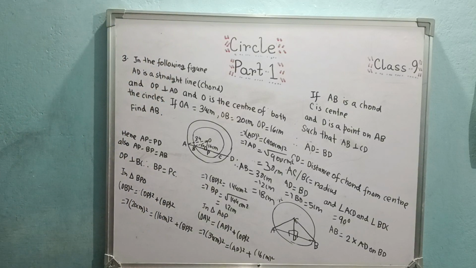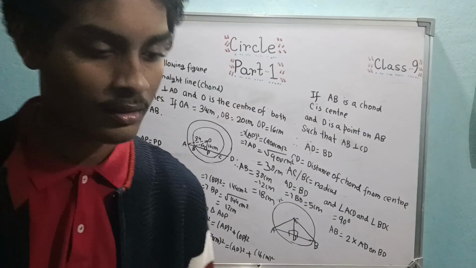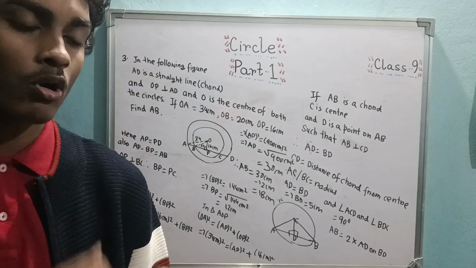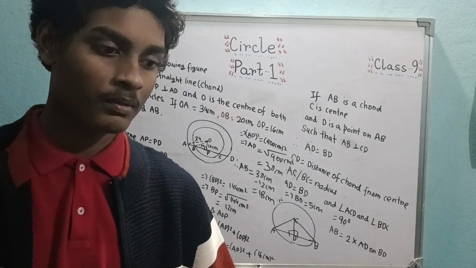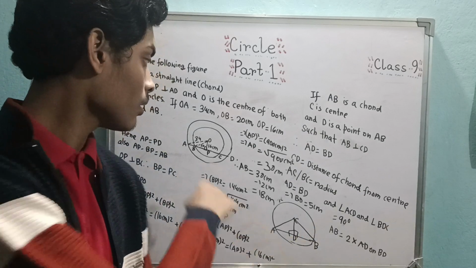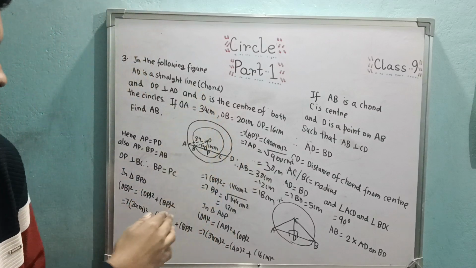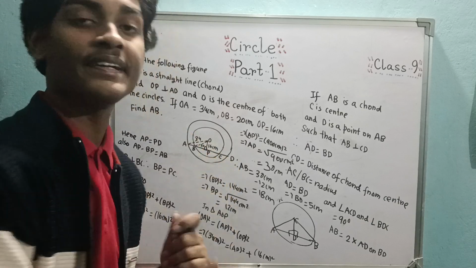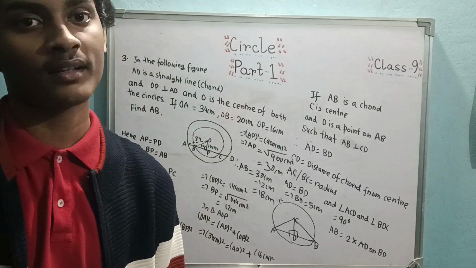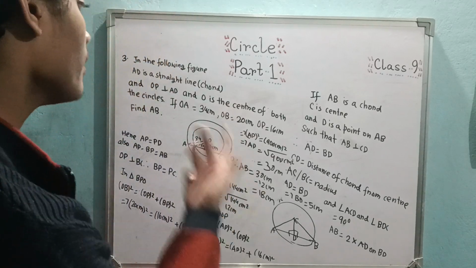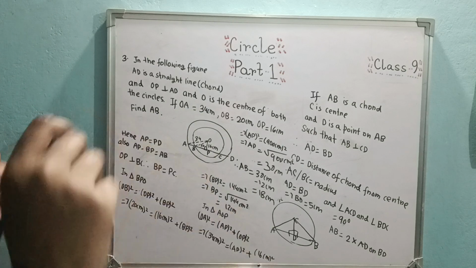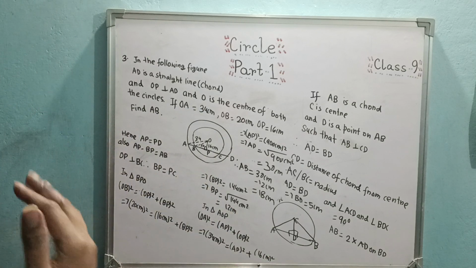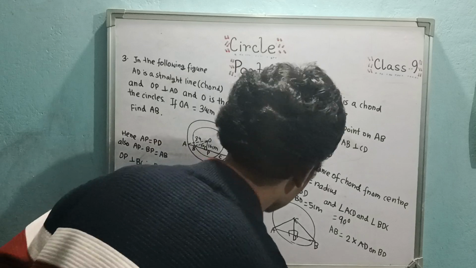So see, if you know the property of a chord, that if a perpendicular is drawn to a chord, it bisects the chord into two equal parts, and the distance of the chord from the center, where they intersect, they are right angles. Then you can get two right angle triangles, and from there you can use the Pythagoras theorem according to the question. Okay, simple. Let's proceed.